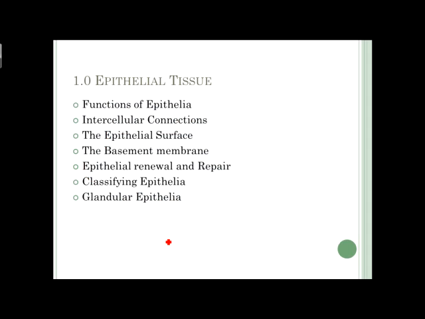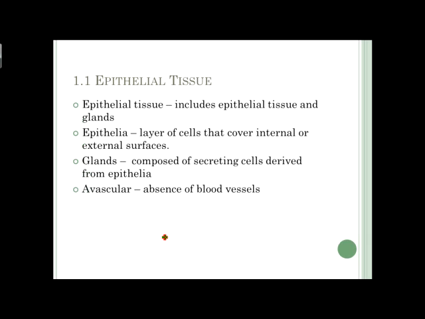Epithelial tissue. We're going to talk about the functions of the epithelia, intercellular connections, epithelial surface, basement membranes, epithelial renewal and repair, how it repairs itself, classifying epithelia, and then glandular epithelia. Epithelial tissue includes epithelia and glands. So all the glands that we have throughout our body and all of the surface tissue is considered epithelial tissue. And another term we have here is epithelia, a layer of cells that cover internal or external surfaces. An example of this, your skin is epithelia. This covers the entire organ system. It's considered its own system called the integument.